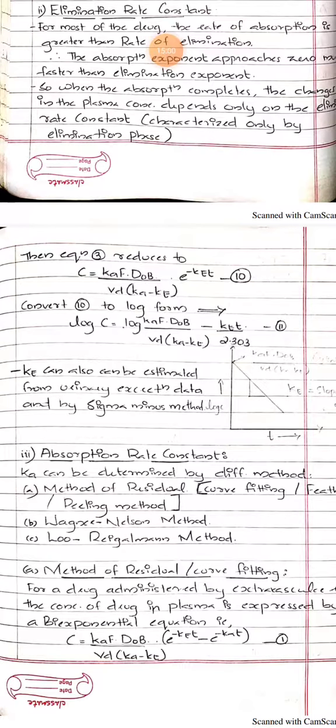The second method is the Wagner-Nelson method. The third one is the Loo-Riegelman method. So there are different methods to find the absorption rate constant. Here we will explain at least two: the curve fitting or method of residuals, and the Wagner-Nelson method. The method of residuals needs more explanation, so I will explain the determination of the absorption rate constant in another video.